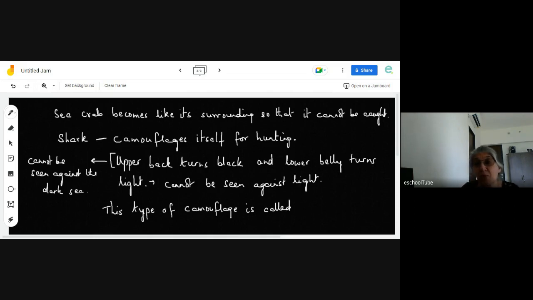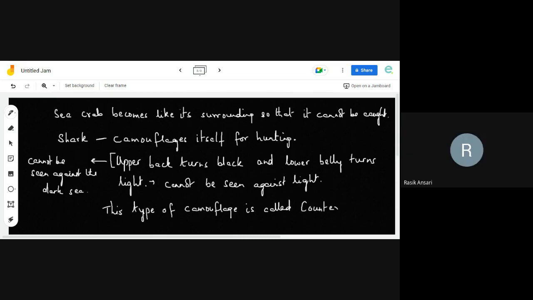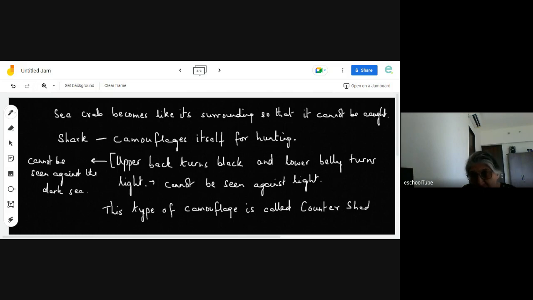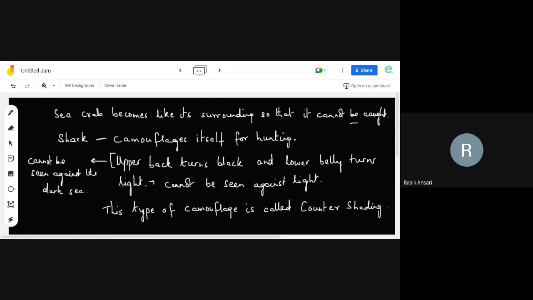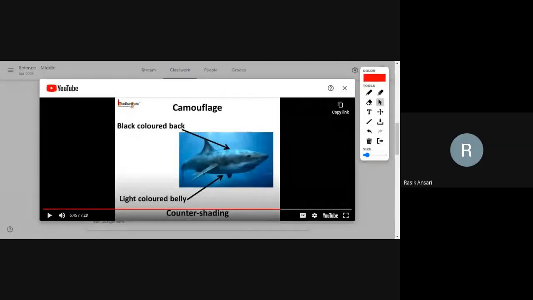Rasik, tell me, this type of camouflage को क्या बोलते हैं? This is called counter shading. क्या बोलते हैं इसको? काउंटर शेडिंग. Counter shading. Okay? तो शार्क इसलिए पकड़ लेती है कि मैं पकड़ा ना जाऊं, इसलिए अपनी सराउंडिंग जैसा बनती है, ताकि वो शिकार के लिए hunting कर पाए. हाँ.